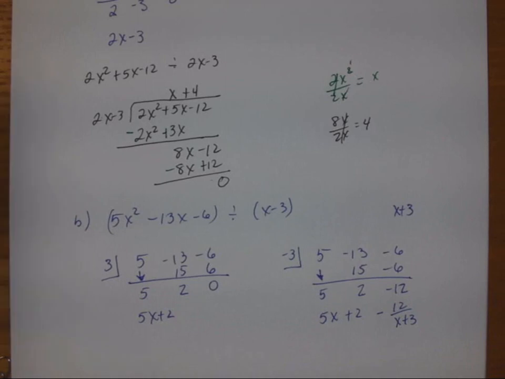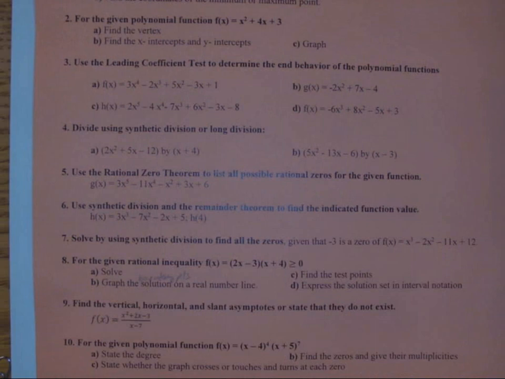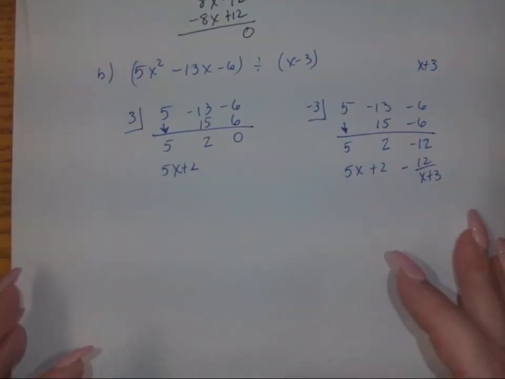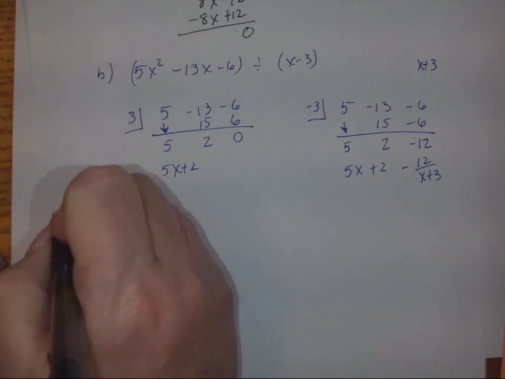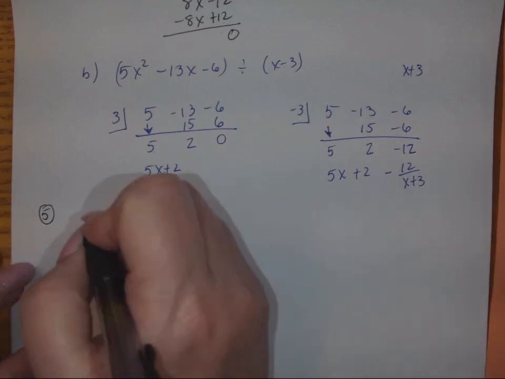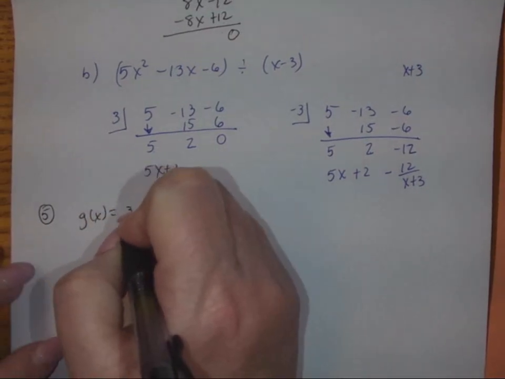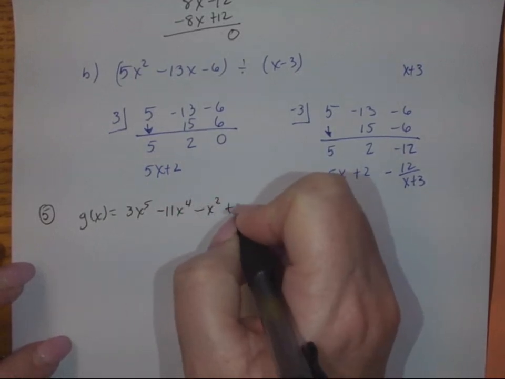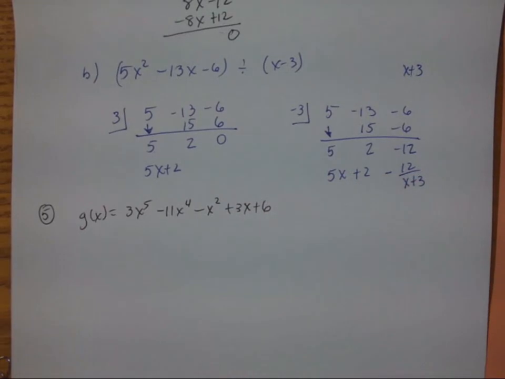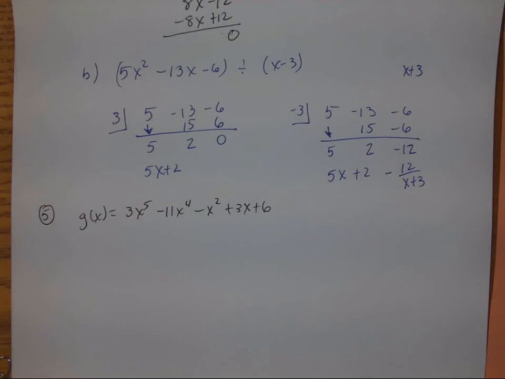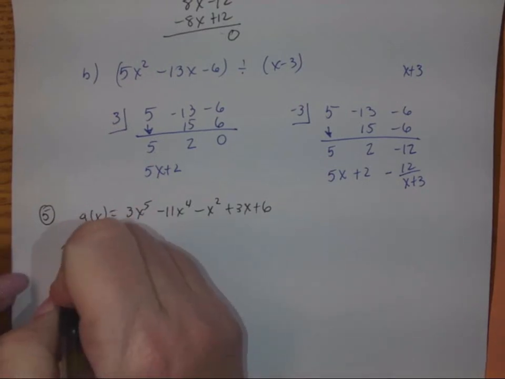We're going to use the rational zero theorem to list all of the possible rational zeros for the given function. So we're not going to solve it, we're just going to find the possible rational zeros. On number 5, our problem is g of x equals 3x to the 5th minus 11x to the 4th minus x squared plus 3x plus 6. On these problems, we don't care about all the stuff in the middle, we care about the ones on the end. So you usually learn this with p and q.